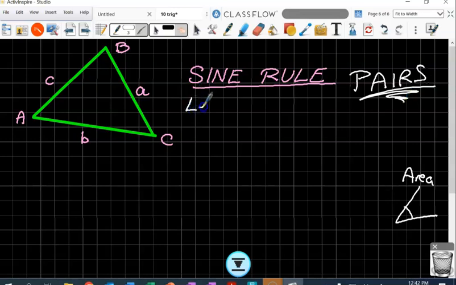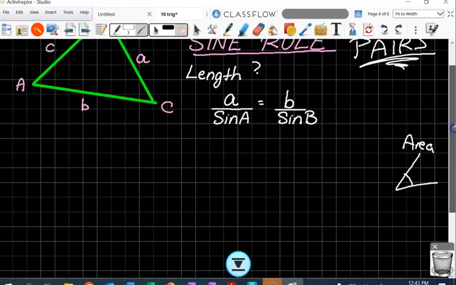So the first one is when we are finding an unknown length, we're going to go with a over sine A equals b over sine B. And again, I could technically write equals c over sine C, but I don't need three lots of pairs. And remember, I'm not going to care if it's actually A or B or C. I just need an angle and its opposite length. That makes sense? Okay. And next lesson, what we're going to look at is if we find the angle, we're going to flip these fractions. We just like to have our unknown upstairs, right?